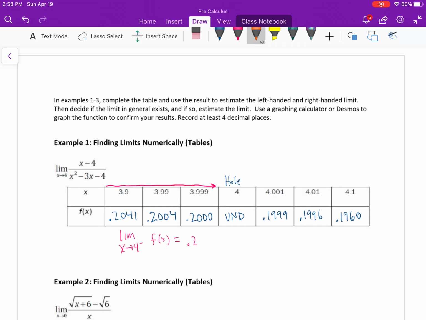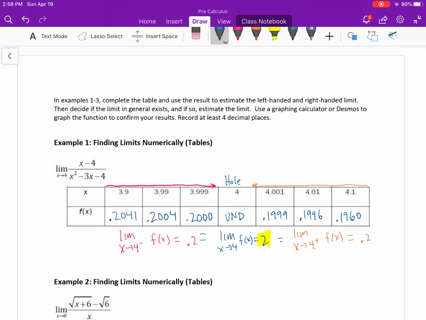And then same thing from the right-hand side, or from the positive side, which would be our limit as x approaches 4 from the positive side of this function, is also appearing to approach 0.2, getting closer and closer and closer to 0.2, which means that, because these are equal, that would be the same as the limit as x approaches 4 in general, which would also be 0.2.